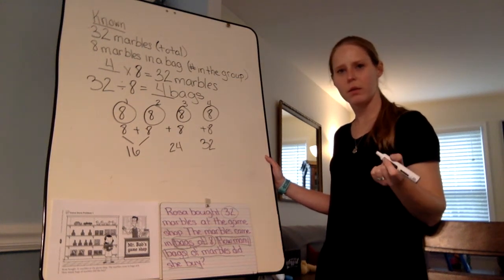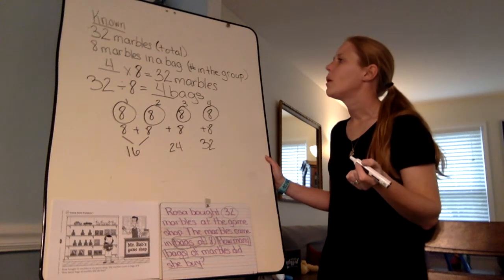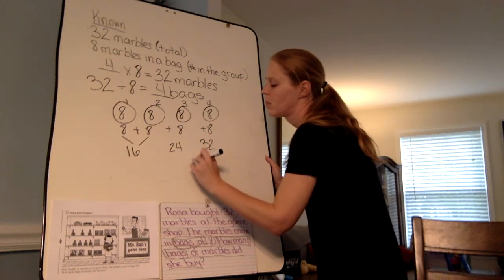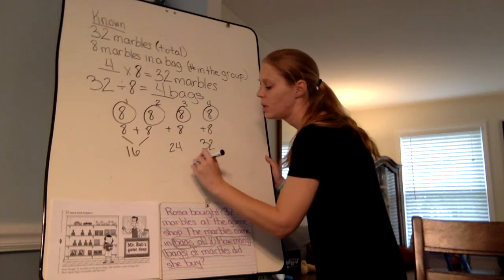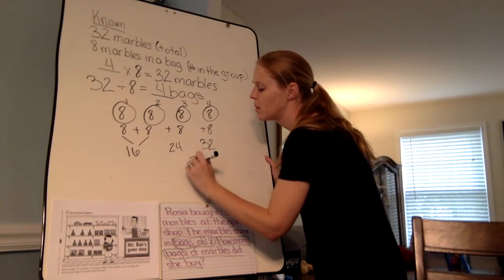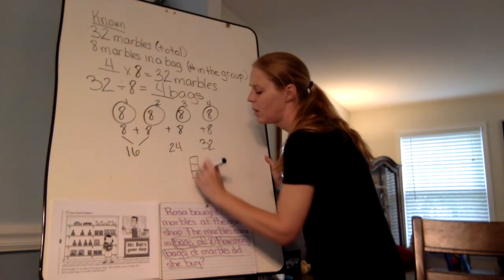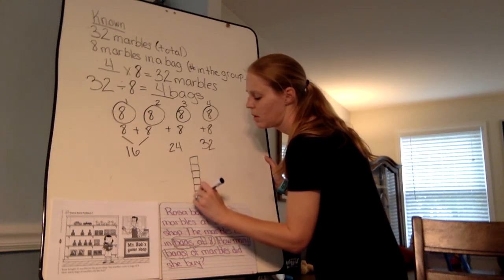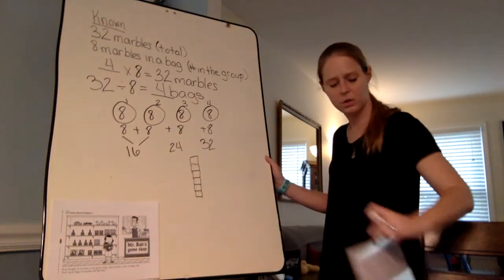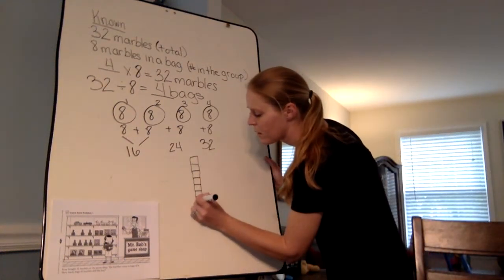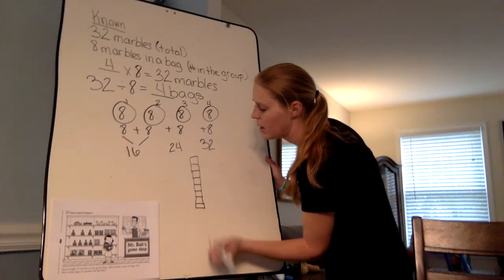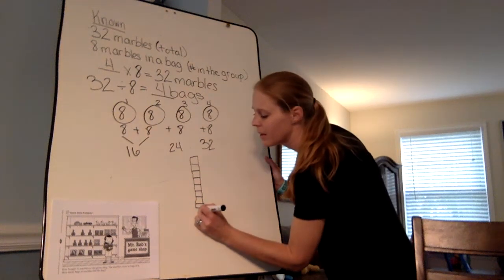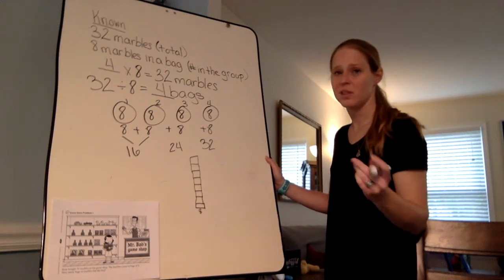I could also make this an array. You know I'm big on arrays. So I know how many marbles are in a bag. I'm going to make my array. And I know I have 32 that I need to get to. So I'm going to just start making some boxes. 2, 3, 4, 5, 6, 7, 8. I kind of like to, this is just a Mrs. Wynn thing, it's not something you have to do, I kind of like to put the number on the bottom as I go, just to help me keep track.